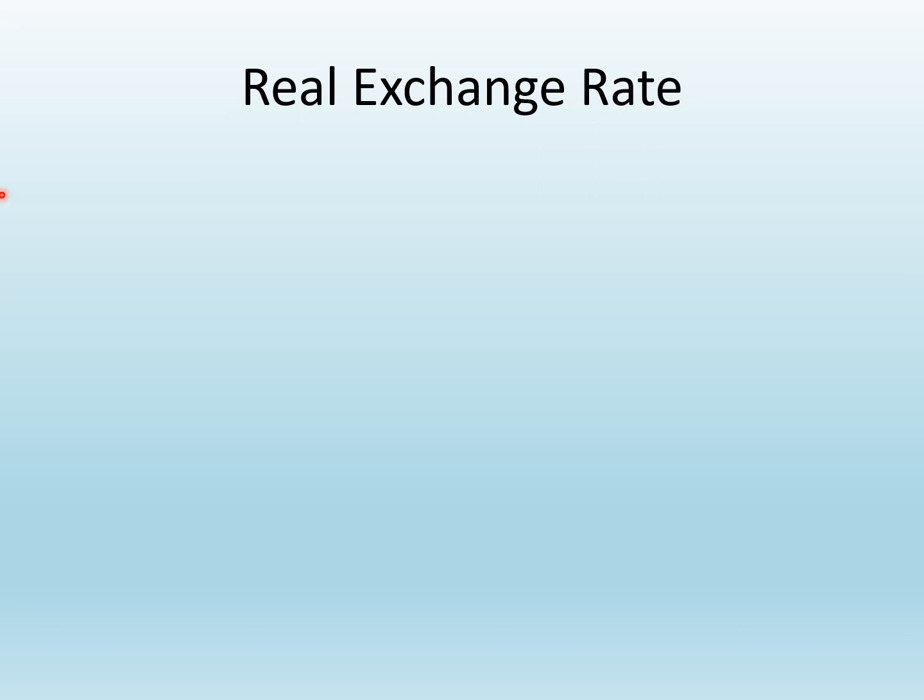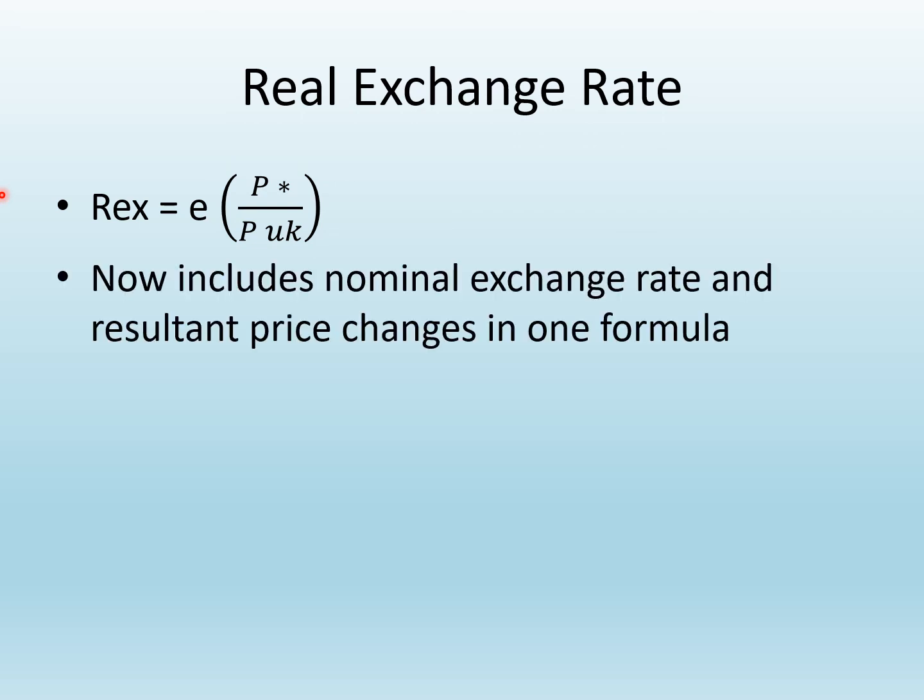Which brings us on finally to the real exchange rate. What the real exchange rate does is it takes the nominal exchange rate changes and the resultant inflation and puts them together in the same formula. So now we have the real exchange rate is equal to the nominal exchange rate multiplied by the inverse of the price ratios. So now we have the nominal exchange rate and the resultant price increases in the UK in the same formula.